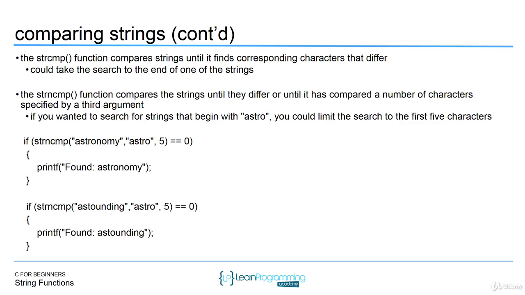So if strncmp uses the first 5 characters, it compares astro to the first 5 characters of astronomy, and it's going to say that it found it. It's going to be equal to 0 and it's going to say found astronomy. If you do the same thing but comparing it to a different string called astounding, it's not going to find it. It's going to say that astounding is greater than astro, so it's going to return something greater than 0, which is a 1, and it's not going to display any data. So use strcmp when you're comparing strings for all the contents. Use strncmp when you only want to compare a prefix to a string. Same type of syntax as strcmp, just that third argument.